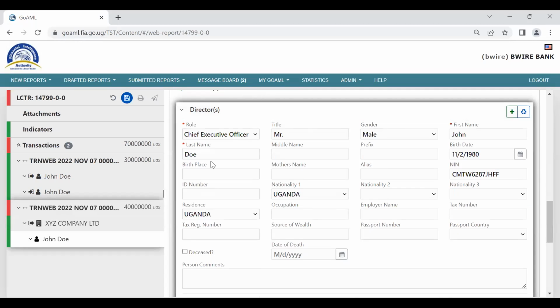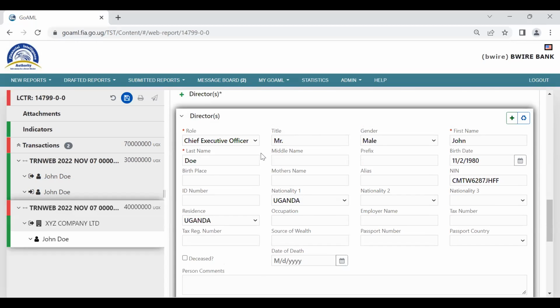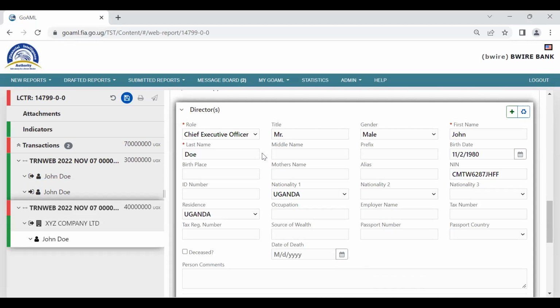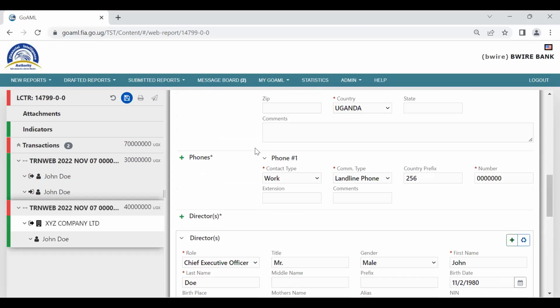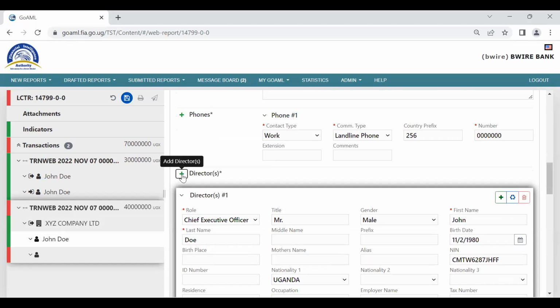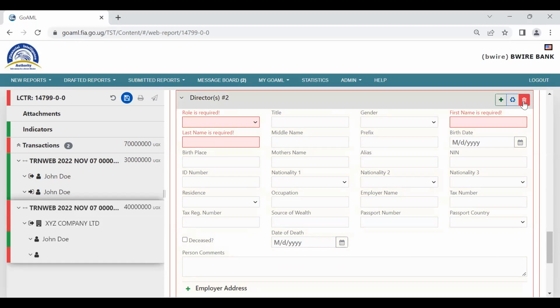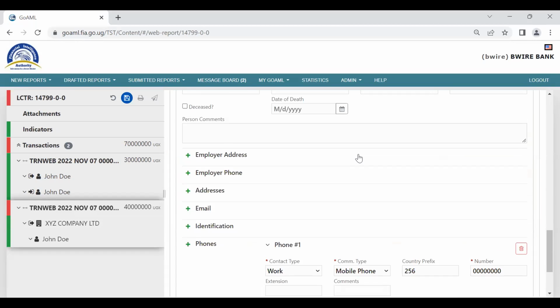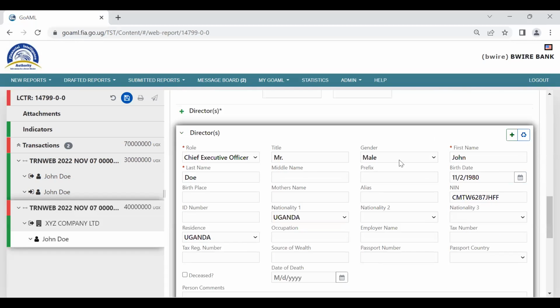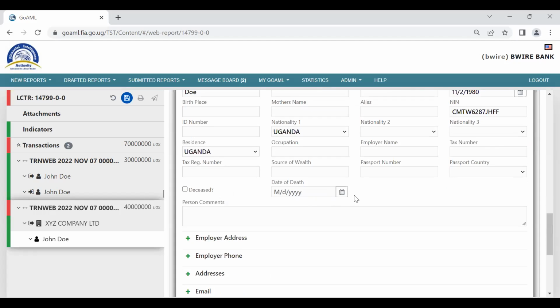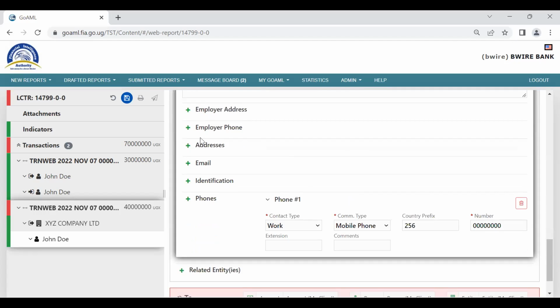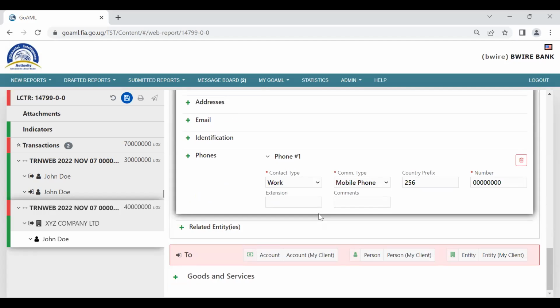So you have the director's information here. Since it's your customer, you expect to have at least one of the director's information of that company. If you want to add another director, you just click plus. But for our scenario, we'll only have one director. And these are just person details like you've been seeing throughout the system: the name, the nationality, the residence, and so forth. And we have his phone details, so that is what we have captured.